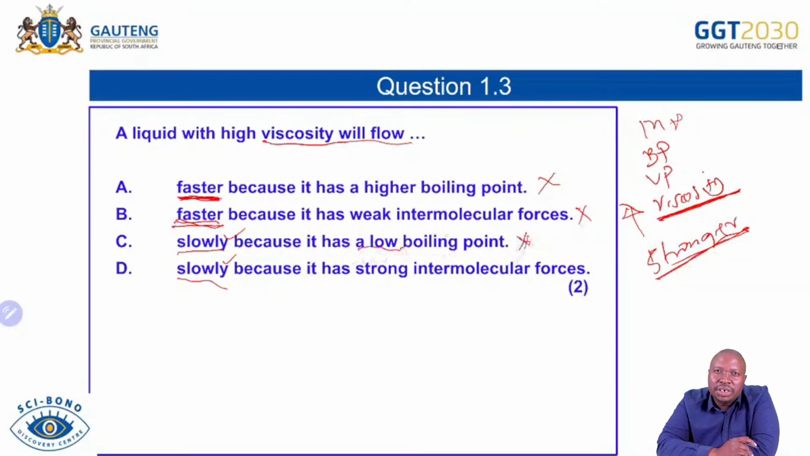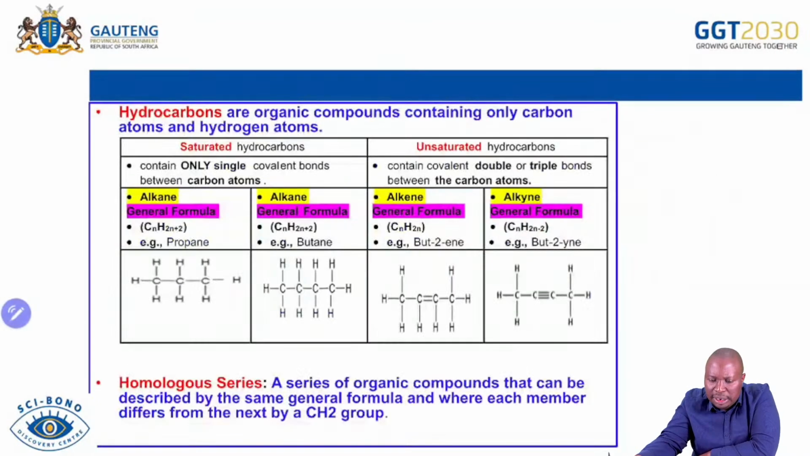Now you are left with option D, that says it will flow slowly because it has stronger intermolecular forces, and then you are able to get your 2 marks. I hope that helps you as you revise, as you prepare for your final exam, and you are able to collect as many marks as possible when it comes to this type of multiple choice question.